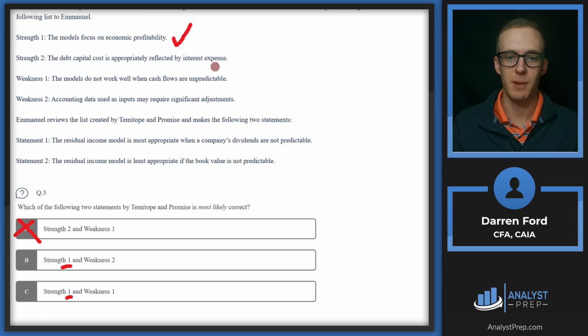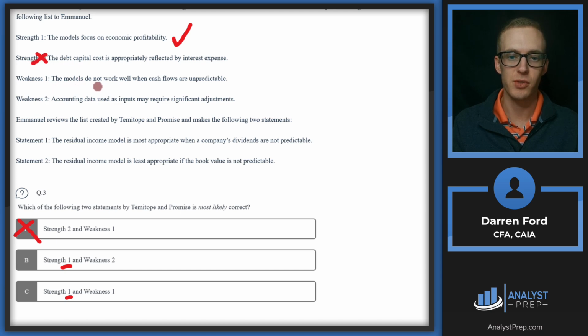The interest expense reflects what their past cost of capital was for debt, whereas today the market may be different. It may be because of the individual company, or it may just be because rates are higher because of the macro environment. So strength 2 is incorrect.